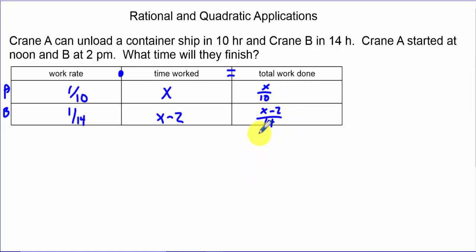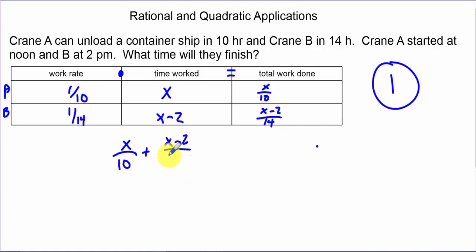Now, we want them to finish the job. Well, how much of a number or what number represents the total job? If these are fractions of the job, then the whole job must be 1, a whole unit. So we take Crane A's work done, add it to Crane B's work done, and get a total of 1. For problems like these, I would just take and basically clear the fractions. Okay, you could multiply by 140. I don't know if that's going to be the best idea, but you could.